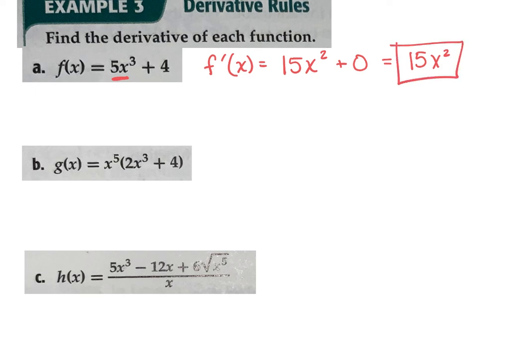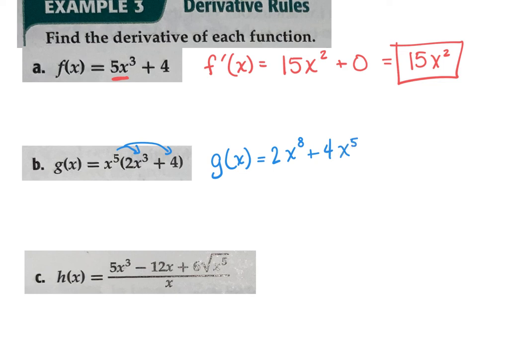All right, let's look at this next one. I have this craziness going on right now. Now we will introduce product rules, but right now I'm just going to distribute that. So I'm going to distribute it first before I take the derivative. So my g of x is 2x to the 8th plus 4x to the 5th.